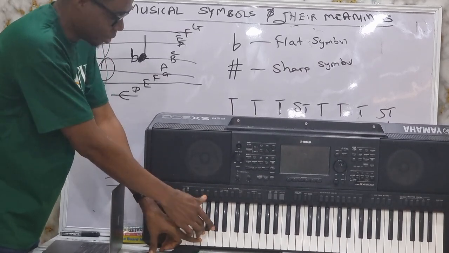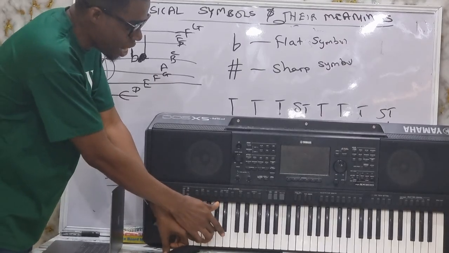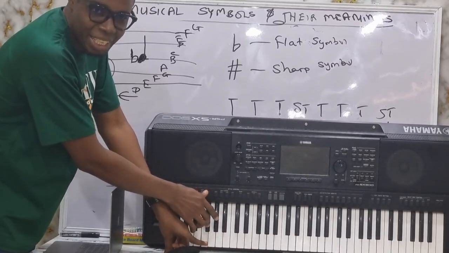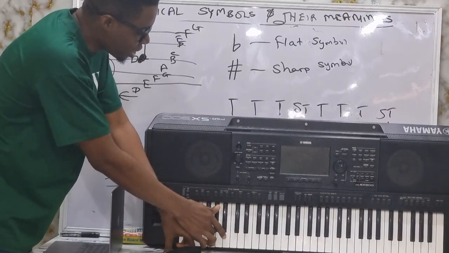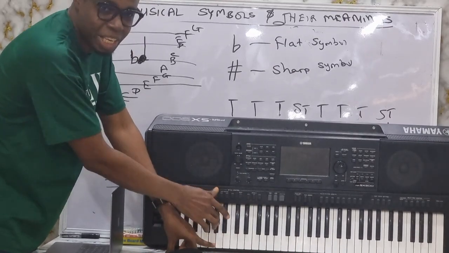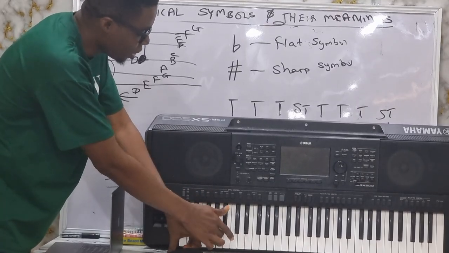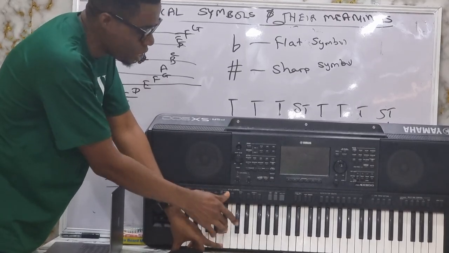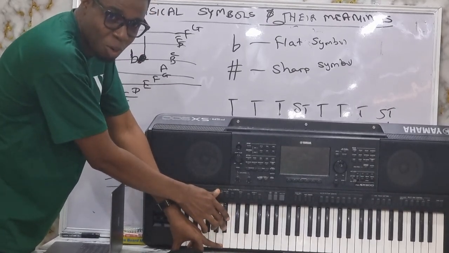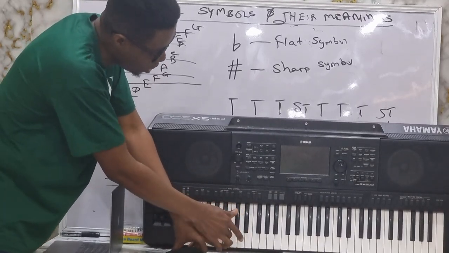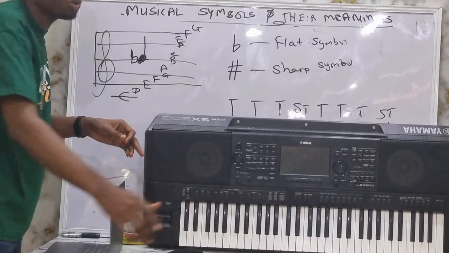You understand that? Yes. Now the distance between your F and your G is a tone, because why? There is a black key. The distance between your G and your A is a tone, because why? There is a black key. The distance between your A and your B is a tone, because why? There is a black key. Now the distance between your B and C is a semitone.